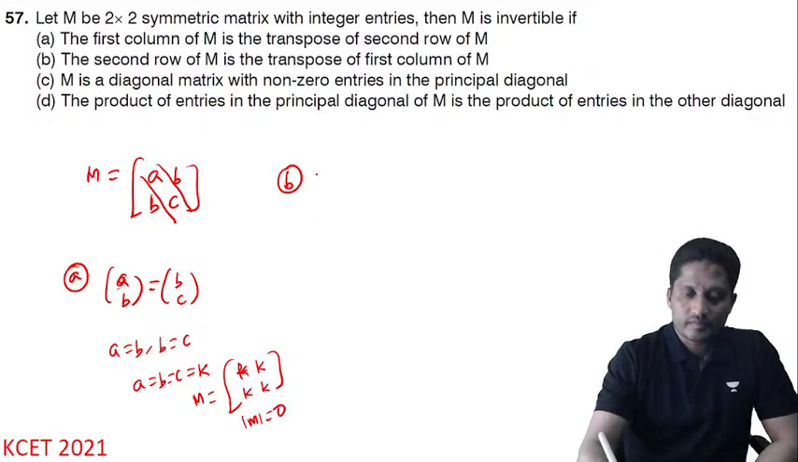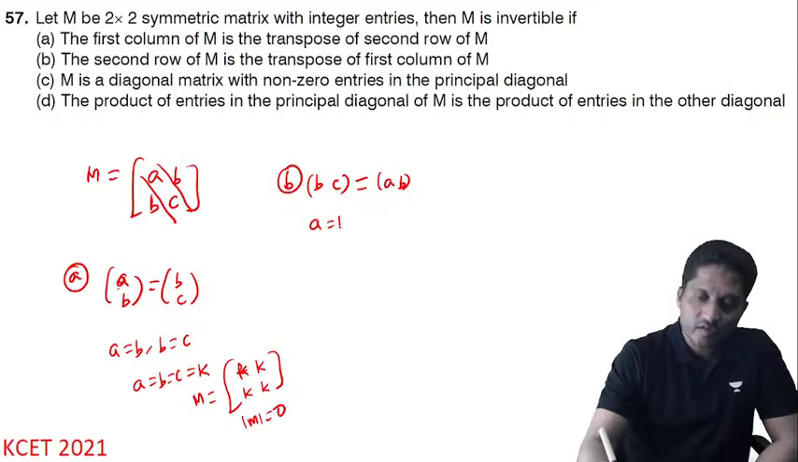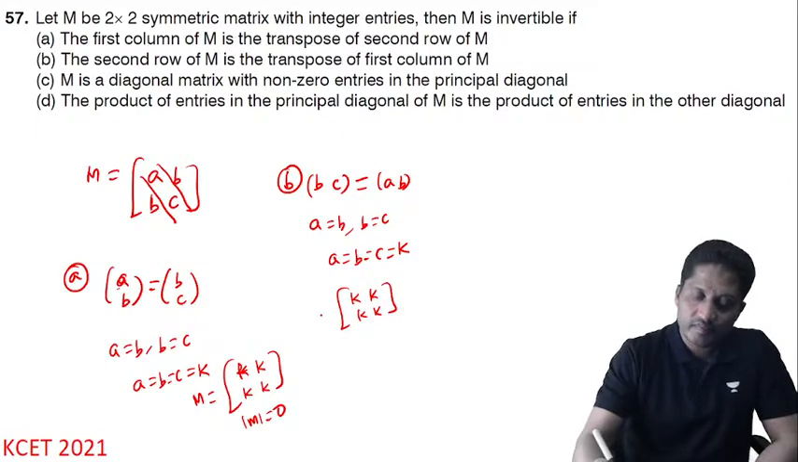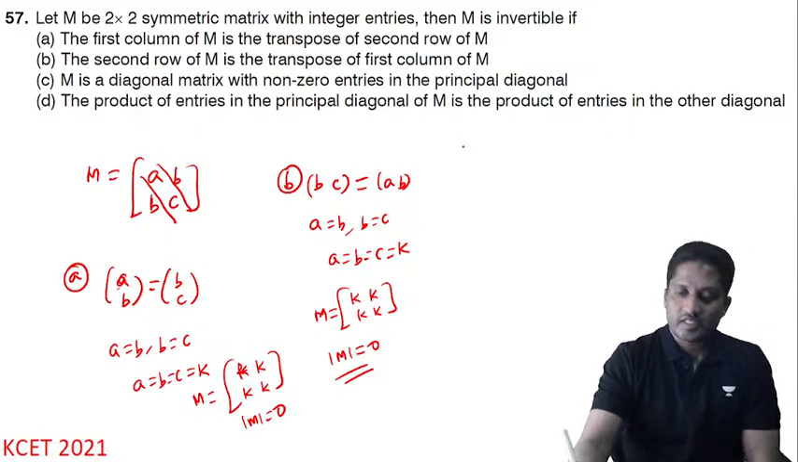The second row of M is the transpose of the first column of M. The transpose of the first column is AB. So this means that A is equal to B, B is equal to C. So A is equal to B is equal to C is equal to, let's say, K. Again you get all the elements the same. Determinant is equal to 0, so the inverse doesn't exist.